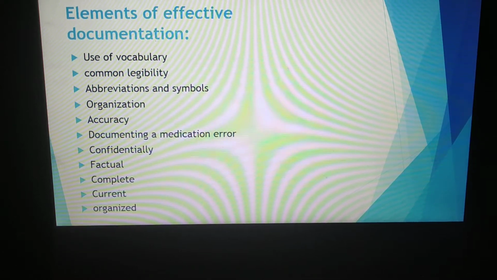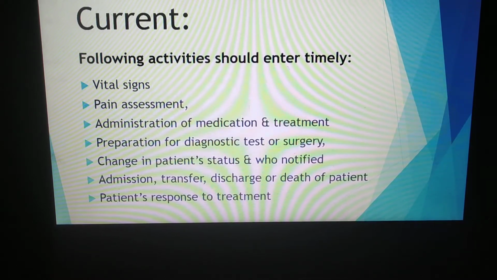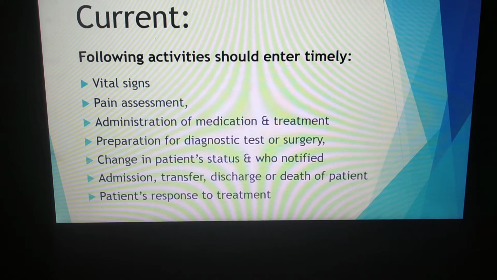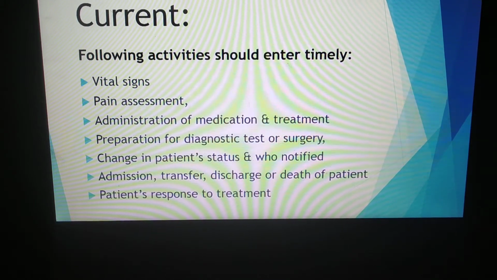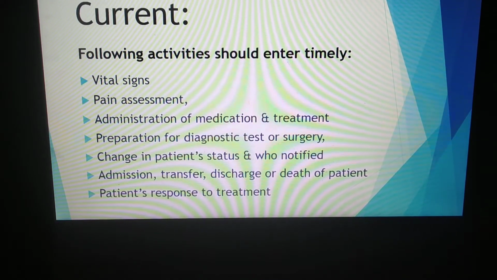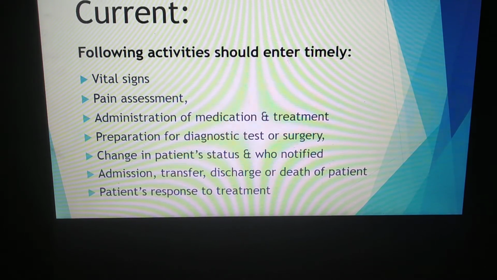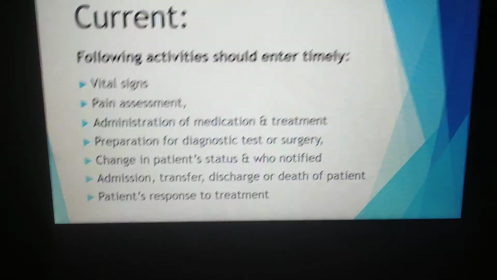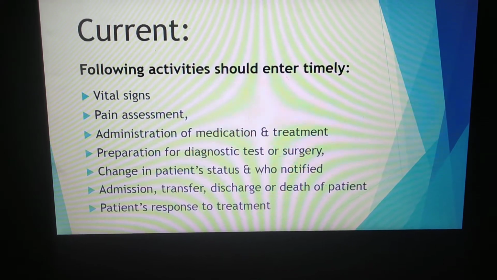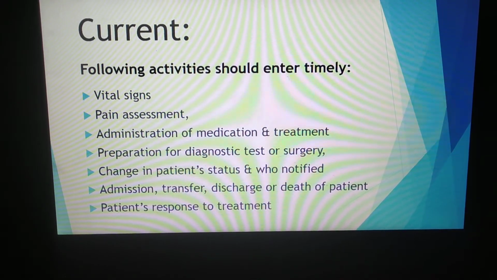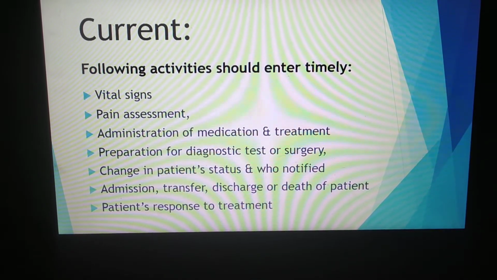At any time, some of the current information can be included. The following activity should be entered in a timely manner. This includes the vital signs. If the patient is admitted in the intensive care unit, the vital signs should be monitored hourly and recorded in the case sheet of the patient.